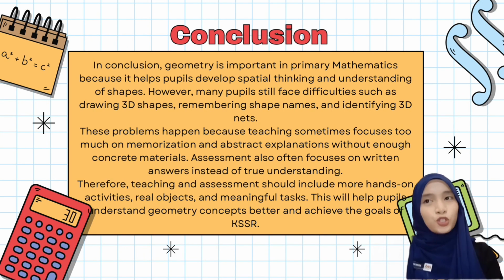In conclusion, geometry is important in primary mathematics because it helps pupils develop spatial thinking and understanding of shapes. However, many people still face difficulties such as drawing 3D shapes, remembering shape names, and identifying 3D nets. This problem happens because teaching sometimes focuses too much on memorization and abstract explanation without enough concrete materials. Assessment also often focuses on writing answers instead of true understanding.